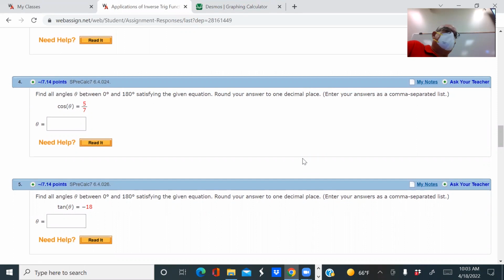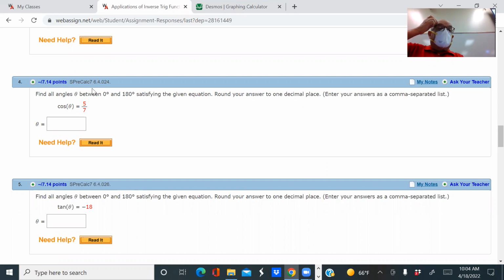It says find all the angles theta that satisfy this equation. Because cosine is periodic, the function keeps repeating output values. You're going to get lots of angles whose cosine is 5/7. Even though they might be hard to track down, we have to type in all those solutions. That's the complicated part of the problem.